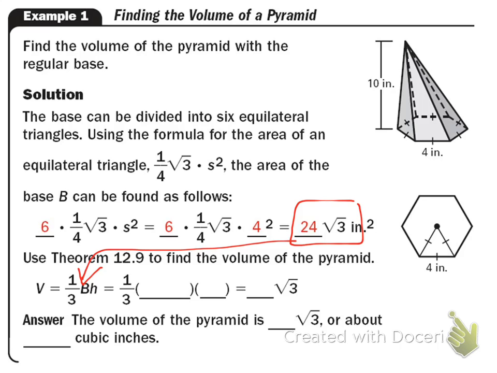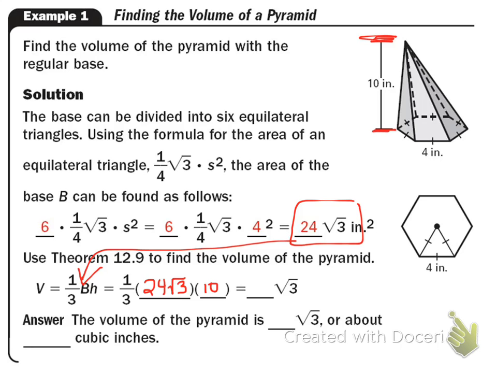Now for volume, we want 1/3 times the area of the base. Well, we just found the area of the base was 24 square root of 3. And then we want to multiply it times our height. Now we're talking about the altitude height. And they've shown us that the height here is 10 inches. So we plug that into our formula.